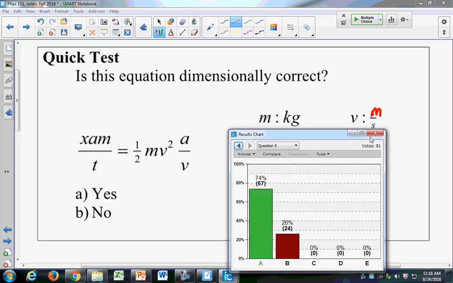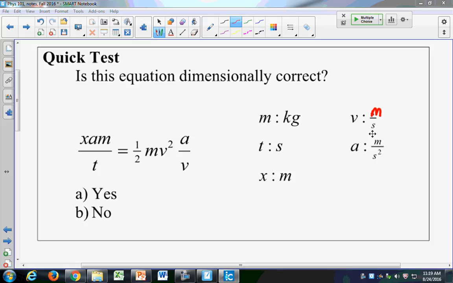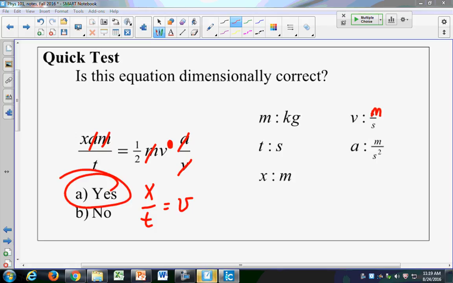Okay, A is right. I said there's a hard way and there's an easy way. The easy way is to do this. I can cancel my A here. I can cancel my M here and here. I can cancel a V here with one of those, right? Because it's V squared over V, V times V over V. And I'm just left with, gosh, what am I left with? X over T on this side equals V. We've already seen that, meters per second, meters per second. So A is the right answer.